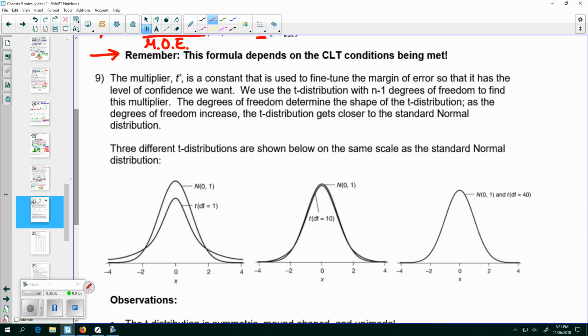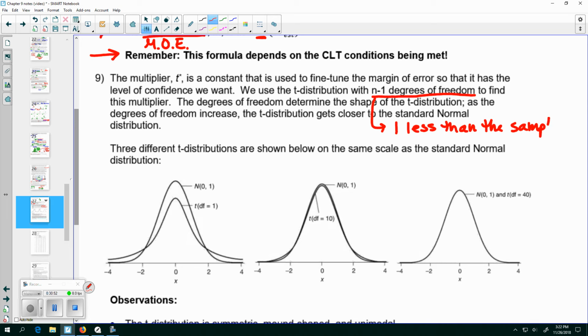All right, number 9, back to that multiplier, t star. It's a constant that's used to fine-tune the margin of error so that it has the level of confidence you want. We're going to use the t-distribution. It's going to have something called degrees of freedom. We're going to use n-1 degrees of freedom to find this multiplier. n-1 is 1 less than the sample size.